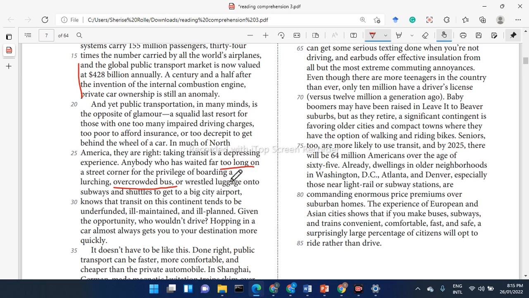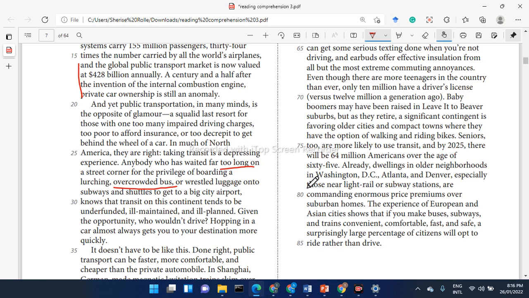But I really like this essay because it showed me things I didn't know. It talked about how it doesn't have to be like this. First of all, what are some negative comments it gave on public transportation? Uncomfortable, overcrowded, slow, waiting too long. You don't have any privacy.